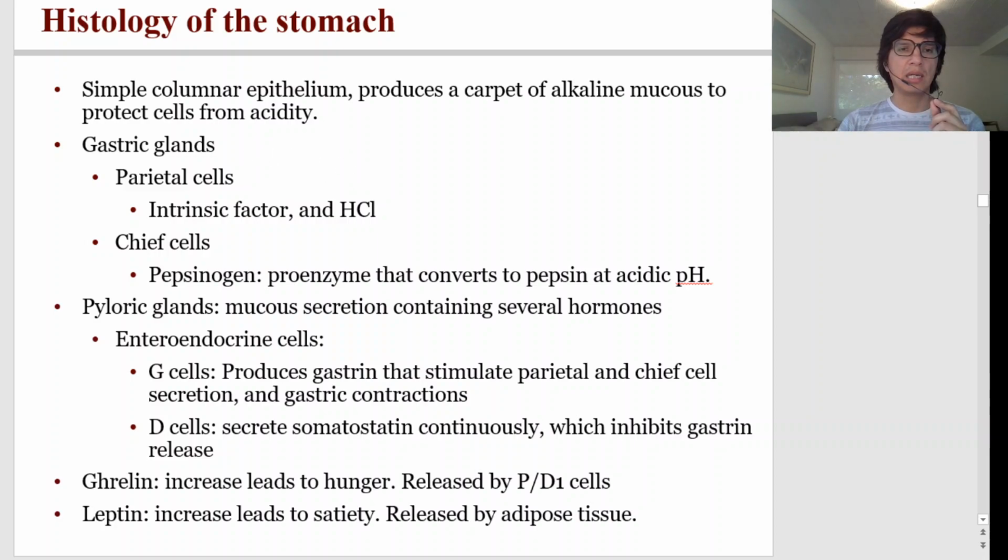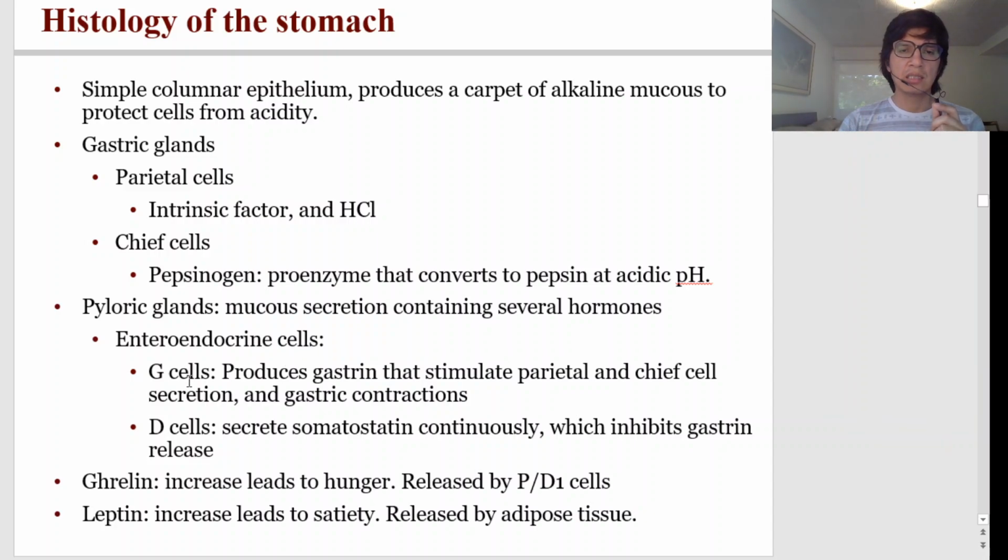Gastric glands contain parietal cells and chief cells. Parietal cells will secrete intrinsic factor, while chief cells produce hydrochloric acid. Chief cells are also going to produce pepsinogen, which is a proenzyme that gets activated into pepsin with the stomach pH. Pepsin will allow the digestion of proteins.